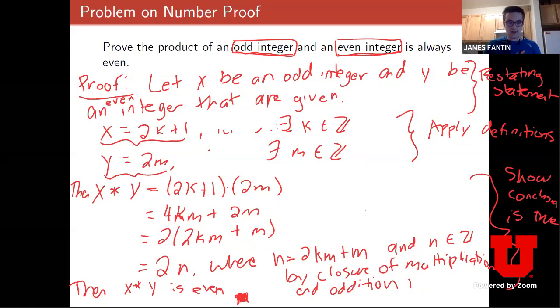Yeah, great questions. And then there's this end part: just restate the conclusion, letting your reader know that, hey, I proved what I was asked to show. We were asked to prove that the product of an odd and an even is always even, and thus, from our conclusion, x times y is even. That'll always be the same in any of your proofs. Any other questions on this one?